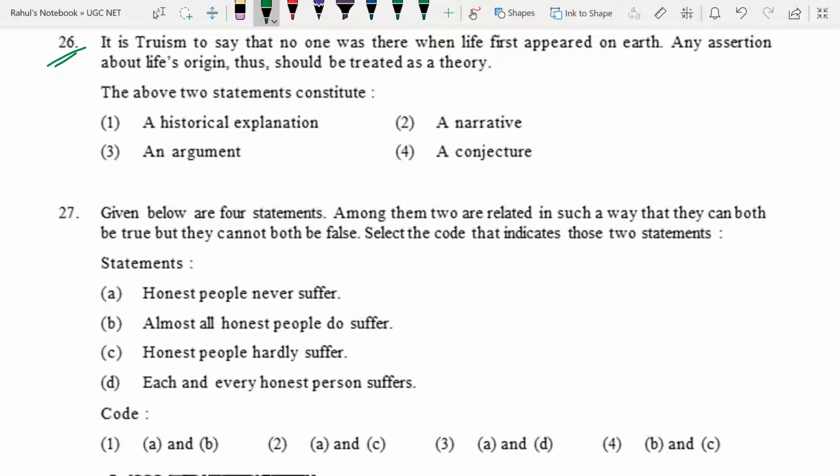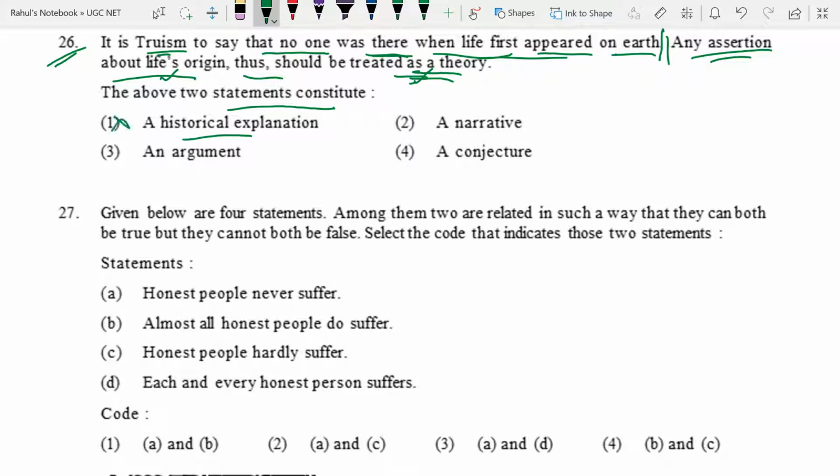The question is: it is truism to say that no one was there when life first appeared on earth. Any assertion about life's origin thus should be treated as a theory. The above two statements constitute... Statement one is, it is truism to say that no one was there when life first appeared on earth. And the second one is, any assertion about life's origin thus should be treated as a theory. Do the two statements constitute a historical explanation?